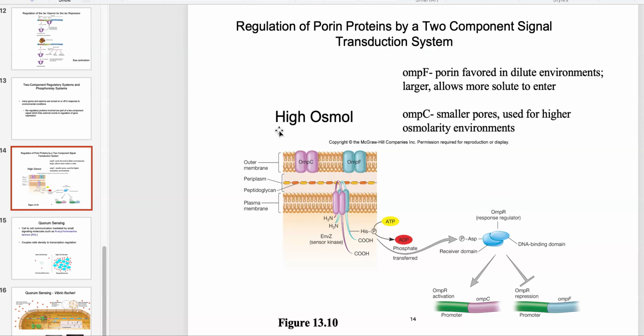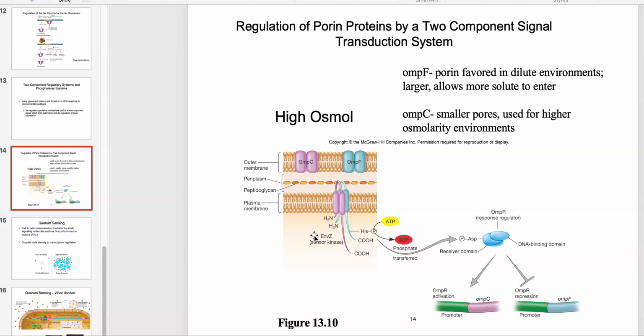And so in this hypothetical example, there's a high osmolarity environment, so lots of salt or lots of sugar or something in the environment. And so obviously the microbe would want more OMP-C than OMP-F. And so in this particular case, solutes come in, and that high solute concentration here in the periplasm activates this two-component system that you see here.